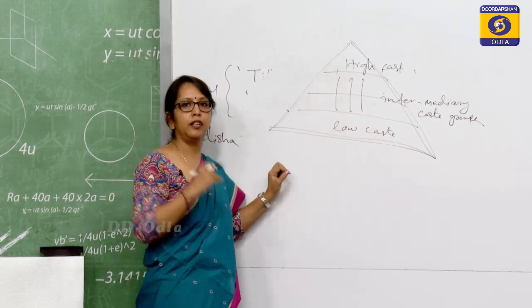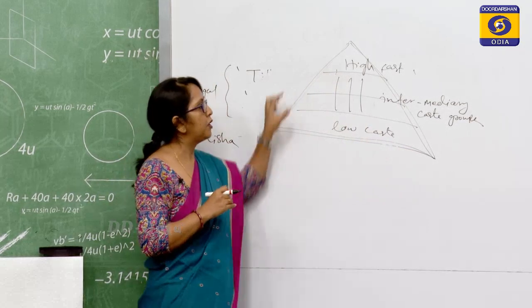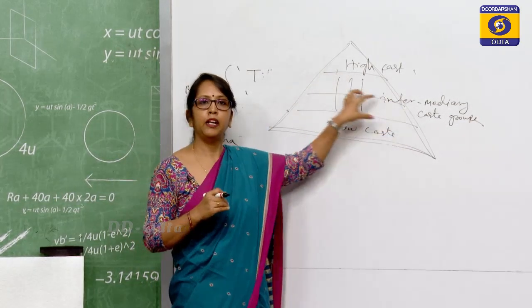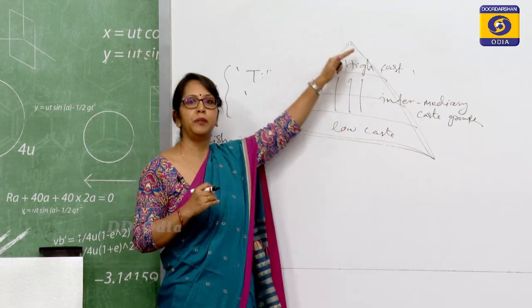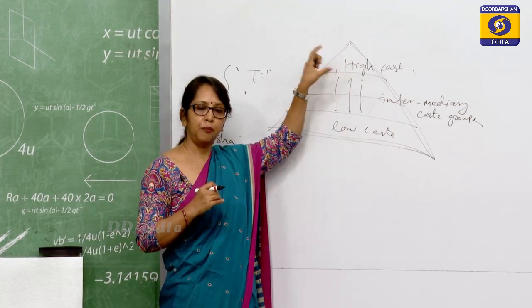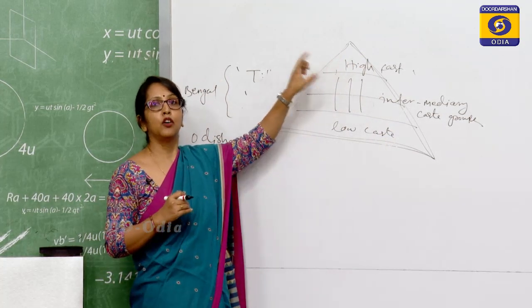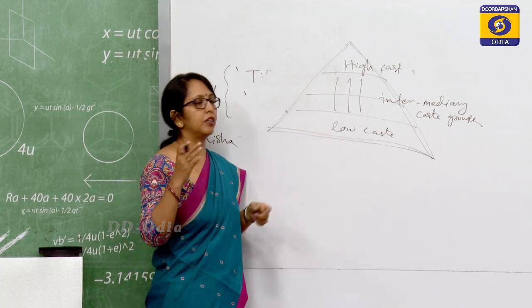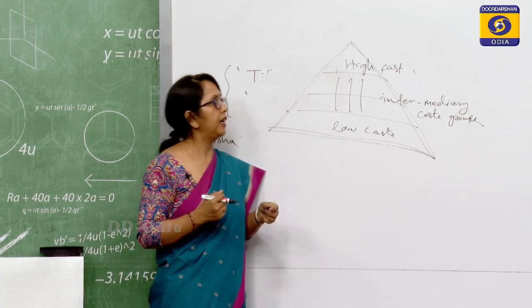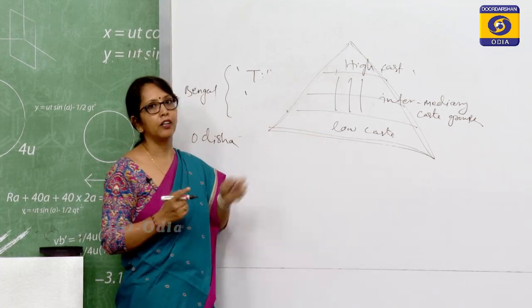The intermediate caste groups occupy the middle position in the society, and above them the upper strata of the society is occupied by the higher caste groups like Brahmins or other caste groups, right? So this is how it looks like a pyramid.